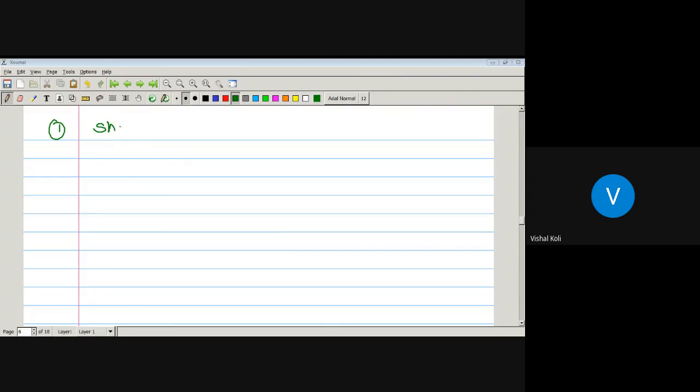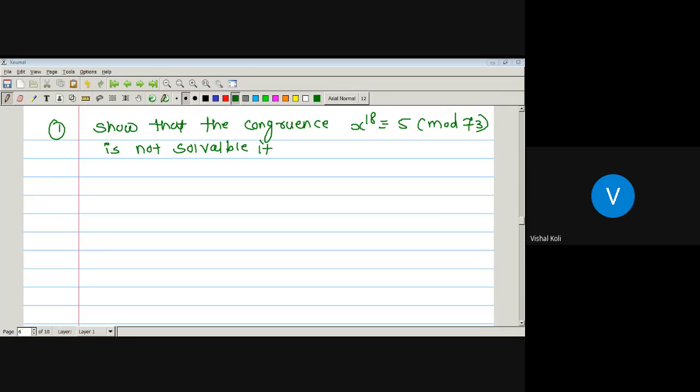Show that the congruence x to the power 18 congruent to 5 modulo 73 is not solvable. That is, it has no solution. Okay, now find out its solution.